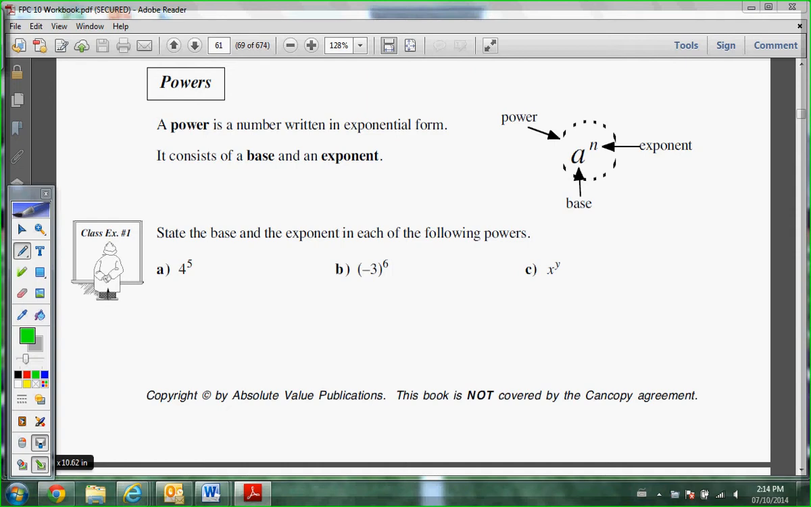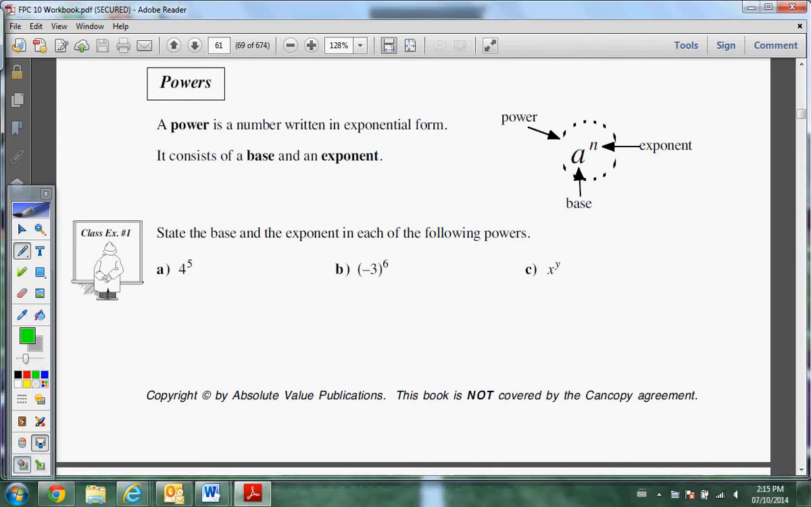Okay, state the base and the exponent in each of the following. So base 4, everybody understand? Your exponent is 5. Base for part B, -3, exponent 6. C, base x, exponent y. Simple, simple.